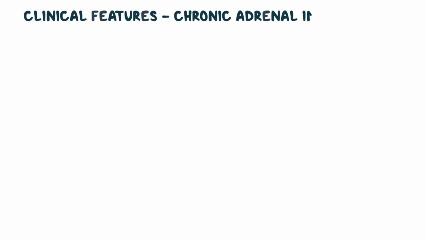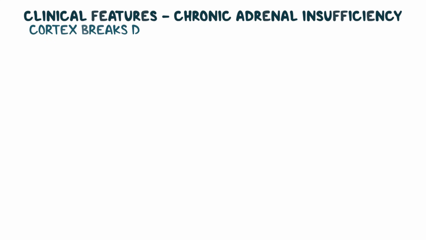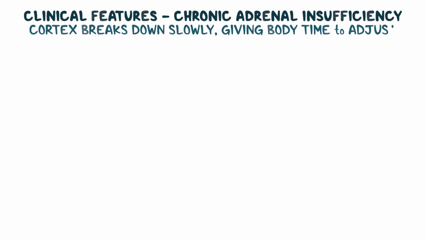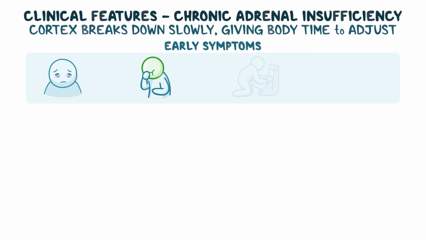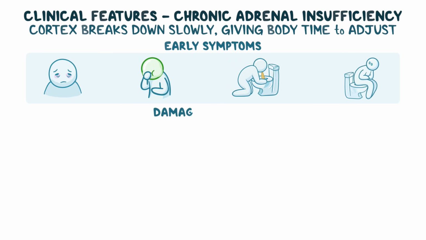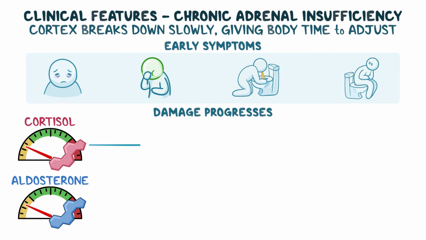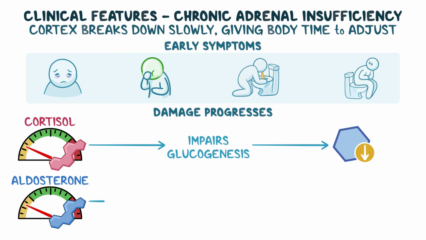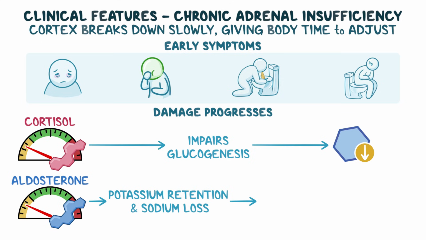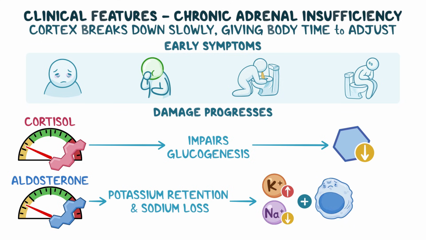In chronic adrenal insufficiency, the adrenal cortex breaks down slowly, giving the body time to adjust. Early symptoms are vague and include fatigue, nausea, vomiting, and diarrhea. As damage progresses, the production of cortisol and aldosterone drops. Low cortisol impairs gluconeogenesis, causing hypoglycemia, while low aldosterone results in potassium retention and sodium loss. Eventually, a person develops hyperkalemia and hyponatremia, in combination with volume depletion and subsequent hypotension.